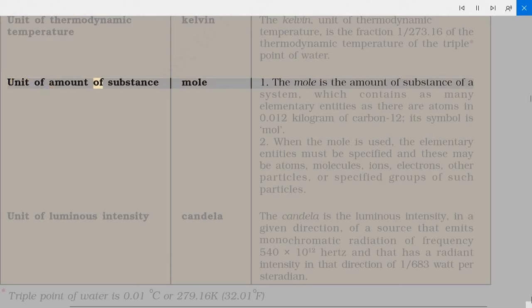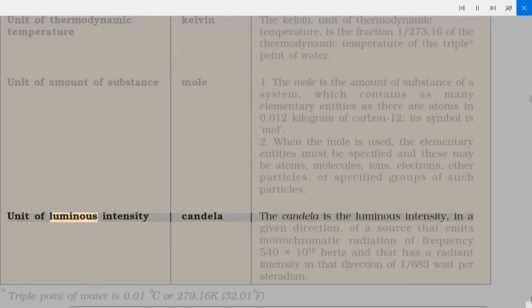Unit of amount of substance, mole. 1. The mole is the amount of substance of a system which contains as many elementary entities as there are atoms in 0.012 kg of carbon-12. Its symbol is mol. 2. When the mole is used, the elementary entities must be specified, and these may be atoms, molecules, ions, electrons, other particles, or specified groups of such particles.